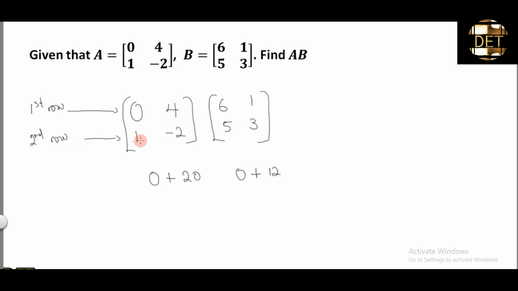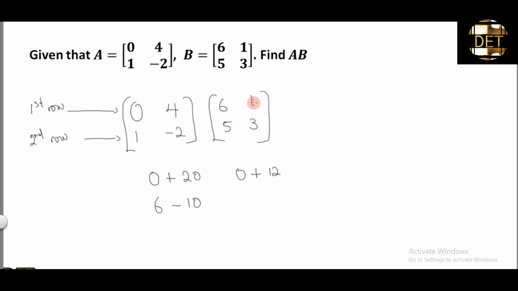Then I'll move to the second row. The first member will go for the first member, second member will go for the second member. So 1 times 6 will give me 6, plus minus 2 times 5 will give me minus 10. Minus times plus will give me minus. So that will be minus 10.